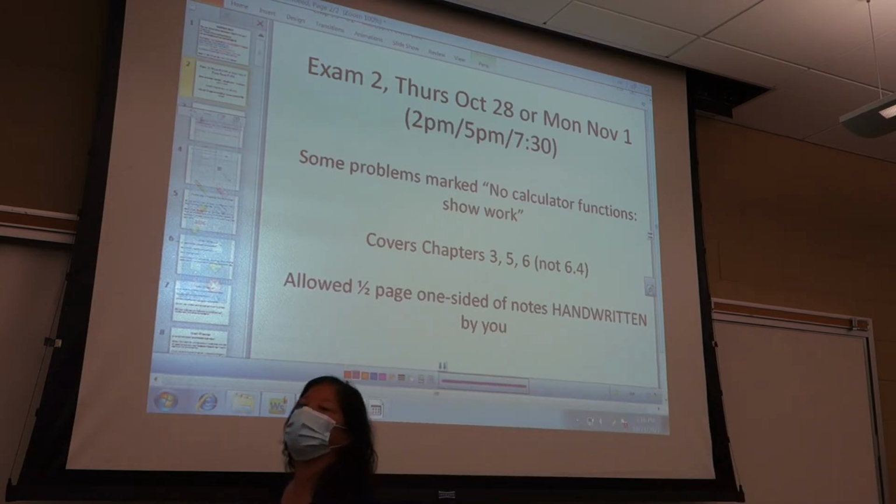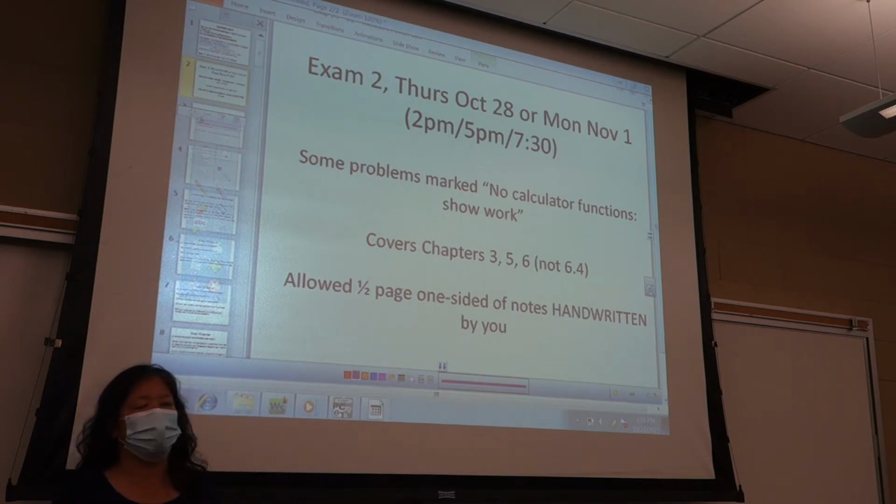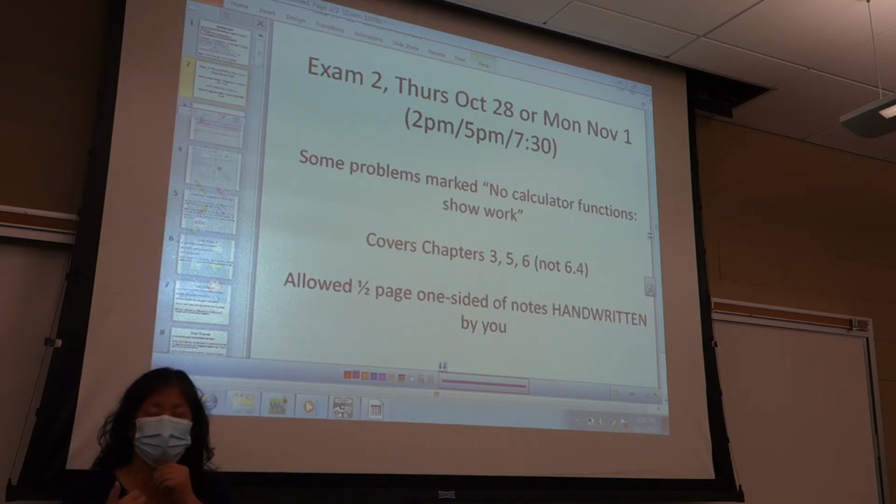The second part, then you can use it. You can pull out your TI 83 or 84 for that part. So you will need a TI 83 or 84 calculator for the second part of the exam.